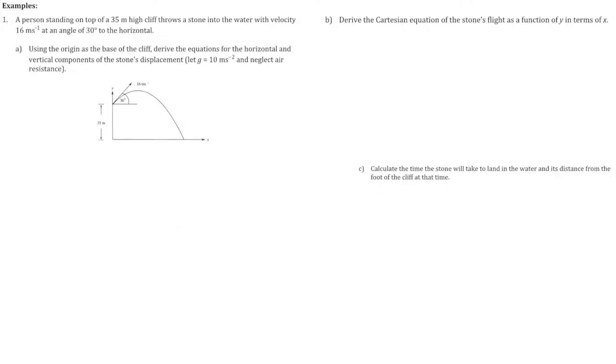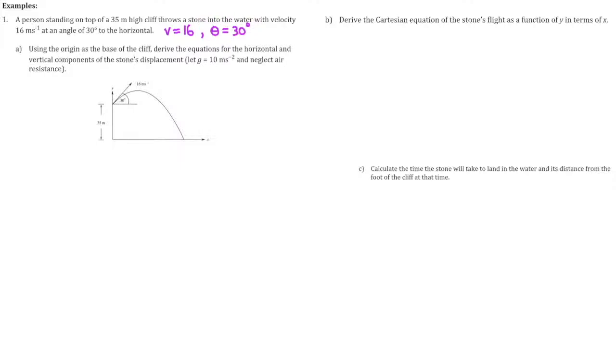Okay, so let's have a look at example 1. Person standing on the top of a 35-metre high cliff and they throw a stone into the water with a velocity of 16 metres per second at an angle of 30 degrees. Here it is, 35 metres high. Whoosh, there it goes. So I instantly know the following. I know that the velocity is equal to 16 and I know that theta is equal to 30 degrees.